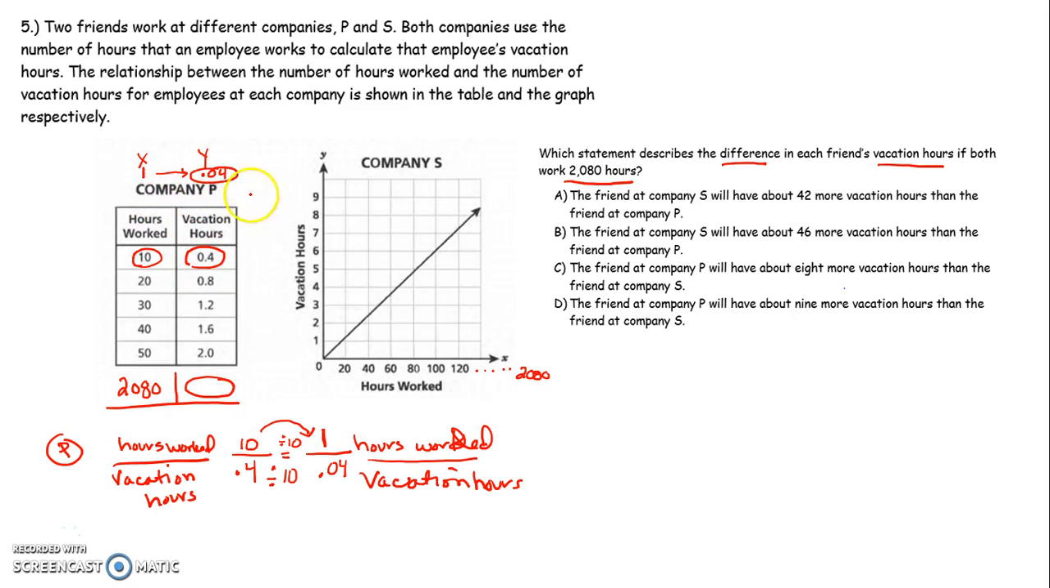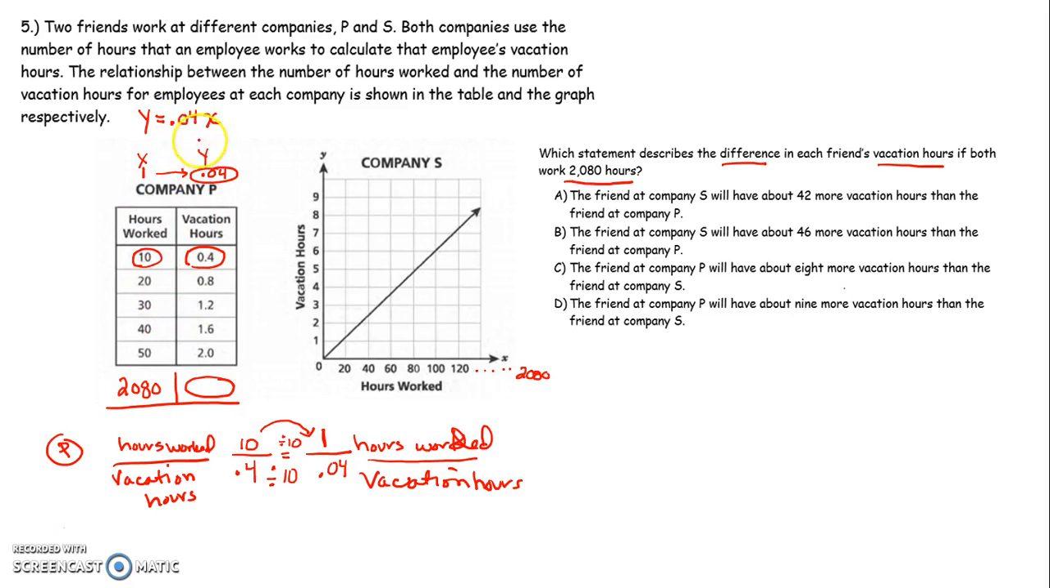So I could actually now write an equation. My equation would be y equals 0.04x. That's my unit rate. For every hour I work, I earn 0.04 or 4/100 of an hour in vacation time.